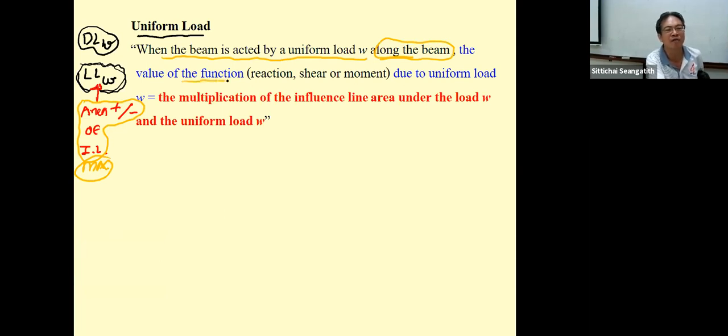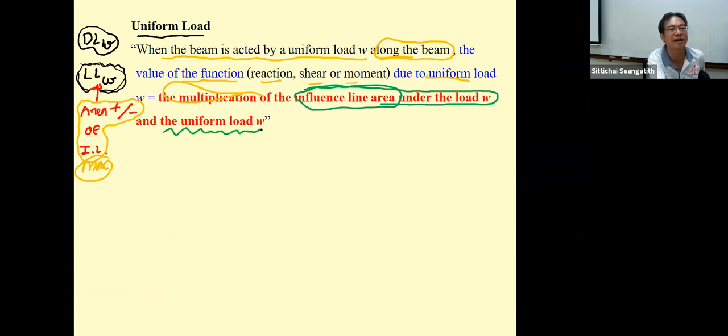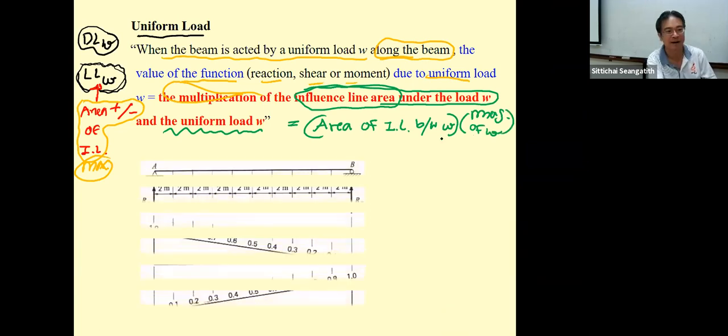The value of the function, maybe the reaction, the shear, or the moment due to uniform load can be determined from the multiplication of the influence line area under the load W times the magnitude of W. In short, the area of the influence line under the load W times the magnitude of W. And then you can show this one.